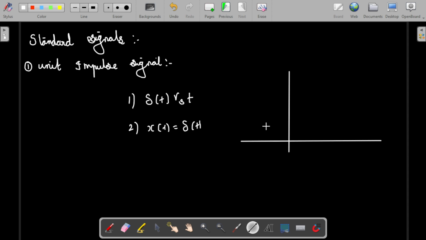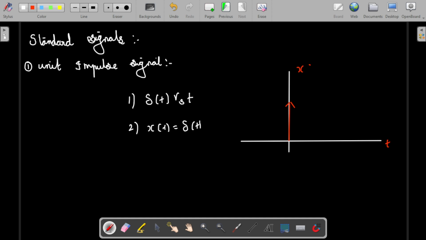So this is how the graph will look. This is the time axis. How the impulse signal will resemble is that only at t equal to 0 there will be an impulse. That's it. This is the entire graph. For every value other than 0, the signal will be 0.